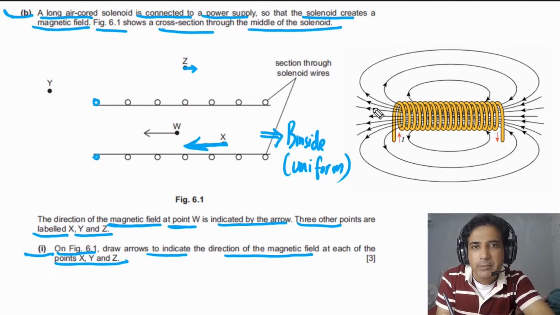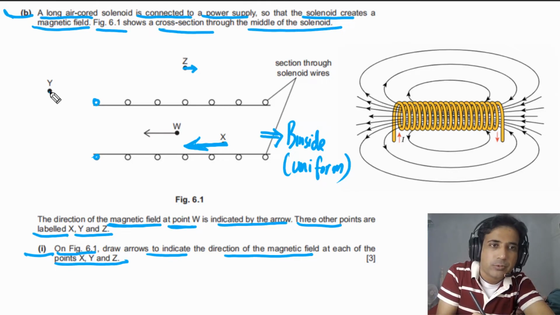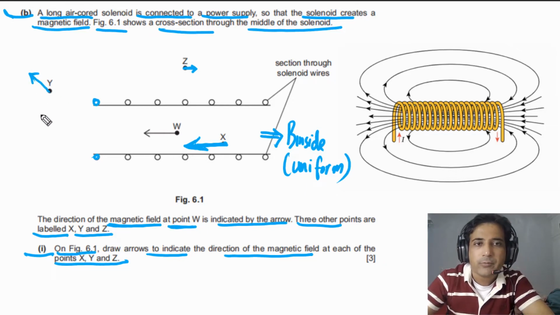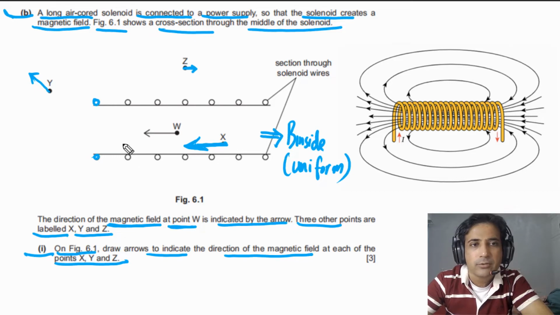Because here magnetic field lines are dense, it means magnetic field is stronger here as compared with this one. And at this point, magnetic field lines are at an angle of 45 degrees. So here simply you can draw the arrow pointing upwards at an angle of 45 degrees. But we also need to consider the length of the arrow.